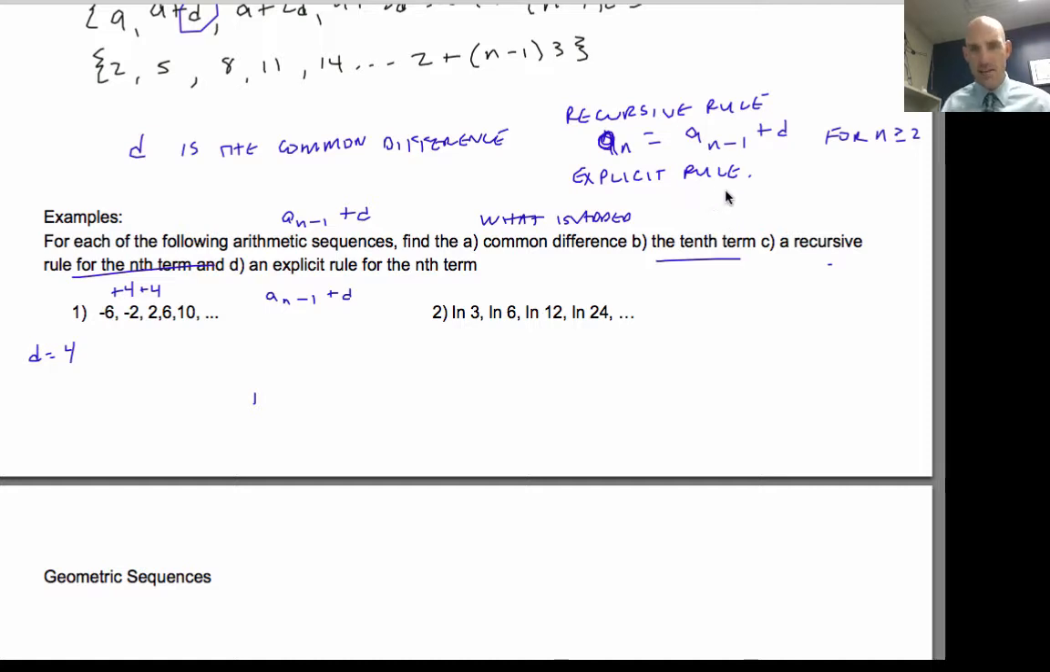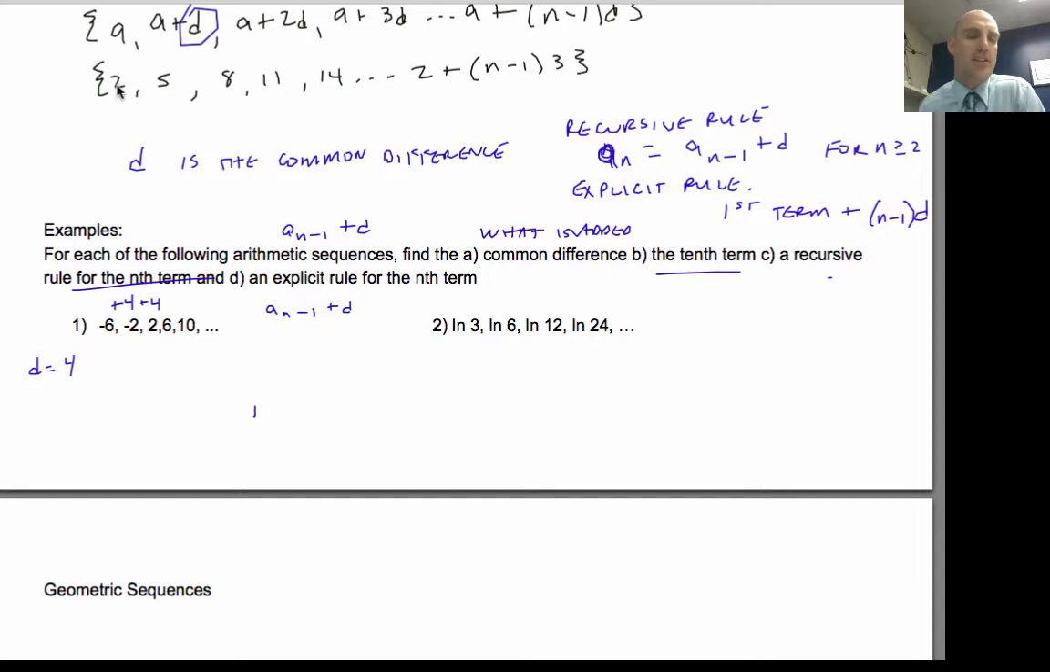Explicit rule looks like this. It's the first term plus n minus 1 times D. Why does this work? Well, because you're adding the same thing every time. Let's look up at this example here that I gave you. Because I started at 2 and I added 3 every time, by the time I get to 8, I did 8 is equal to 2 plus 2 times d, my common difference, which is 3, so 2 plus 2 times 3, which is 8. Because you add the same thing every time, and you started somewhere, you say what I started with plus the number of my term minus 1 times the common difference.